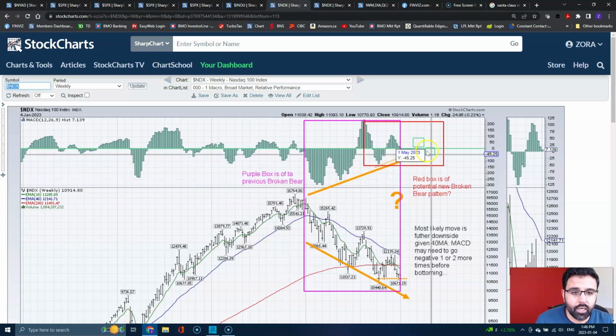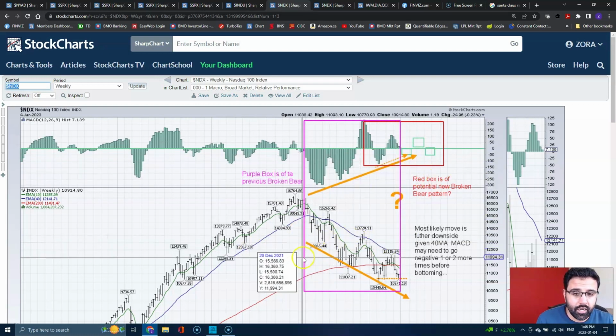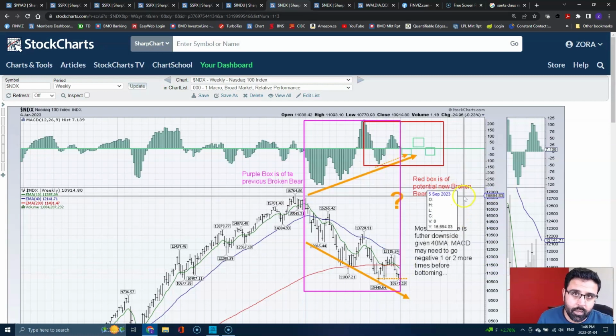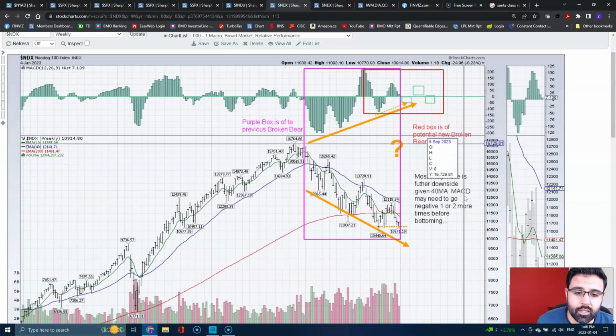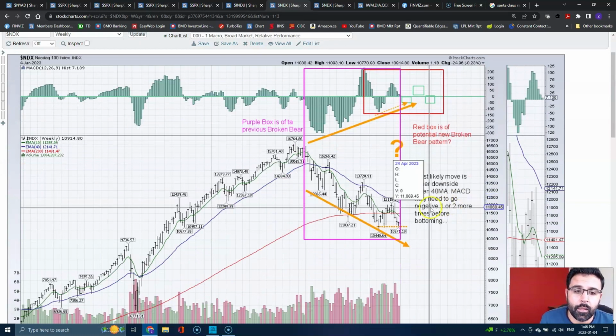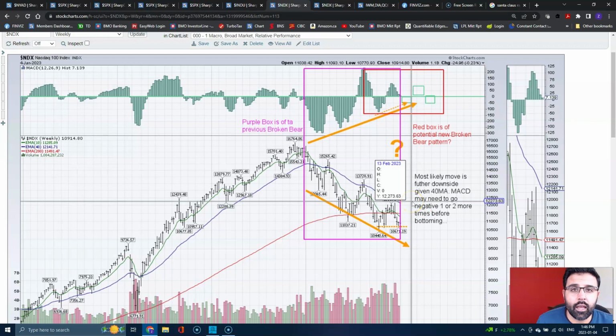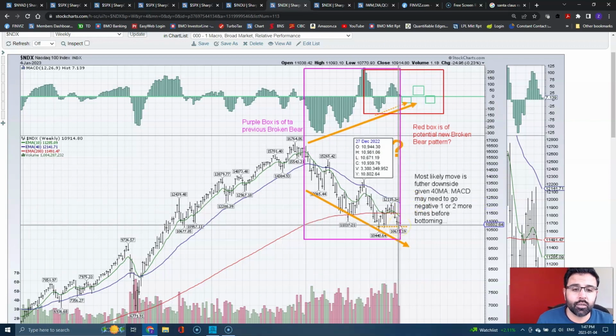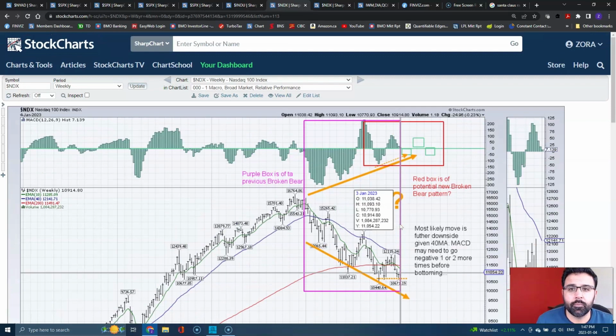So maybe we're getting a small broken bear. We've already had an existing broken bear, which is a purple box. The red one might be showing us a newer one. The risks still are the same. We're below the 40-week moving average, and here with the Nasdaq, we're below the 200. So this is uncharted territory. A lot of risk is prevalent here.